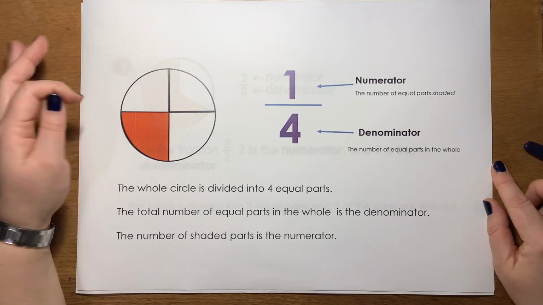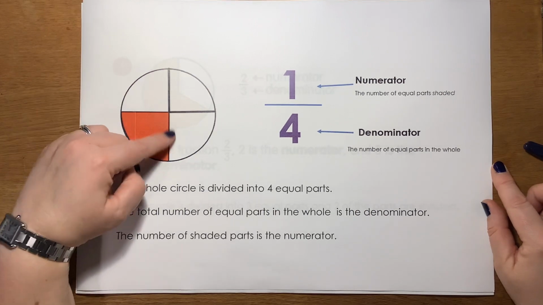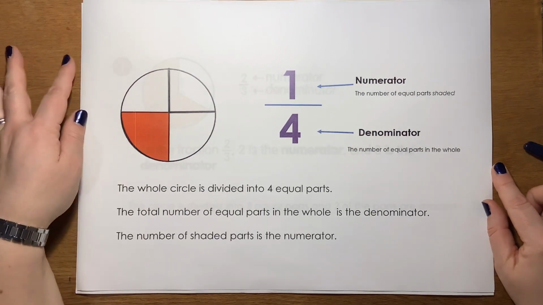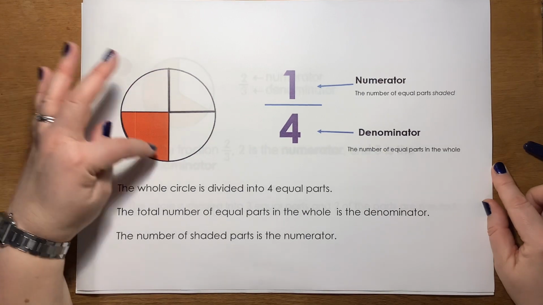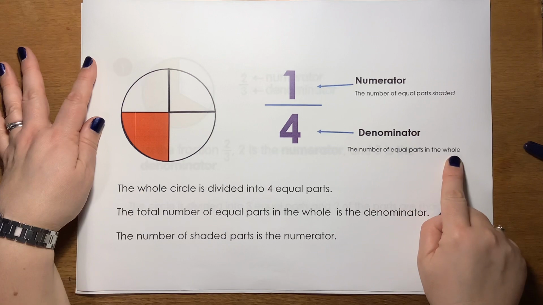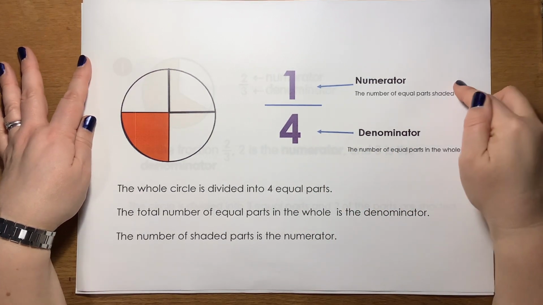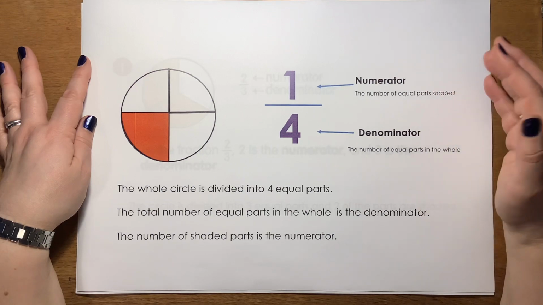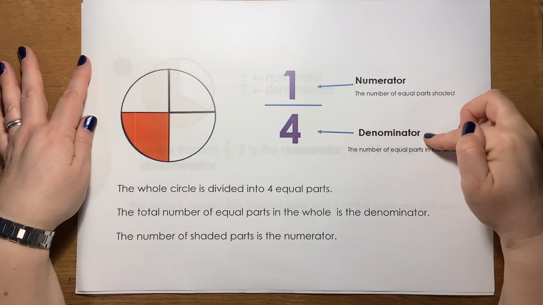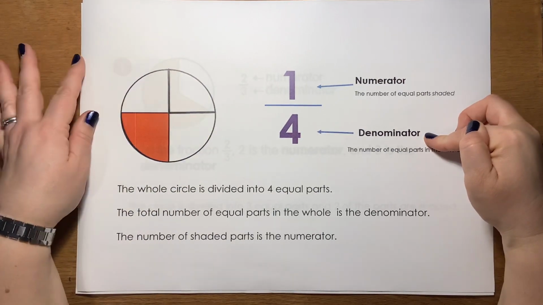In this case, we are thinking about the number of parts that have been shaded. So we know that one of the equal parts has been shaded, and that there are 4 equal parts. So the number of equal parts in the whole is 4, and that is our denominator. So the numerator is the number of the equal parts that we are talking about. The denominator is the total amount of the parts of the whole.